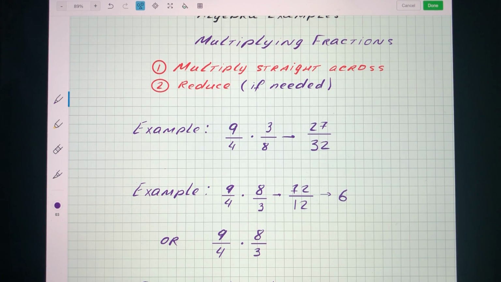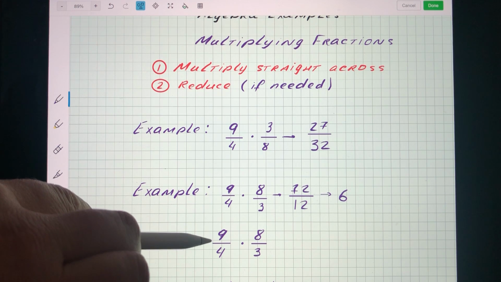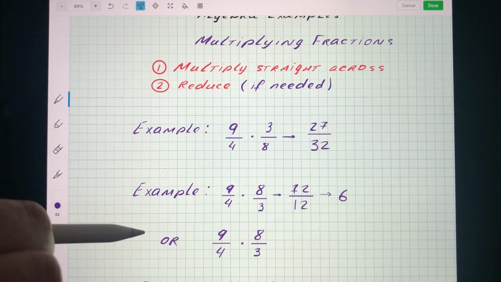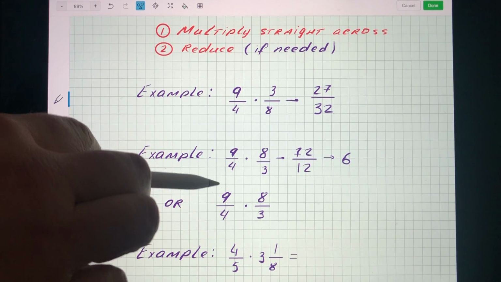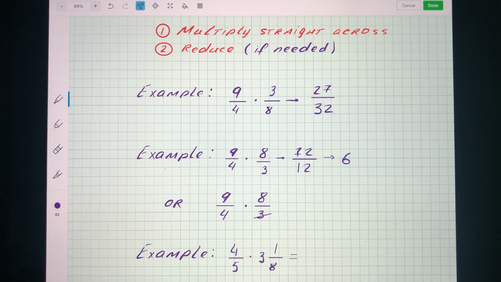We could also do it here. We can reduce right away, and so the second approach would be to see that 3 goes into 9 3 times, so we could cancel and put 3. 4 goes into 8 twice, which means we have 3 times 2. The denominators are all 1s, and so we have 1 times 1 on the bottom, which is 1, and then 3 times 2 on the top, which is 6. We could also check it with a calculator. We'll get the same answer.